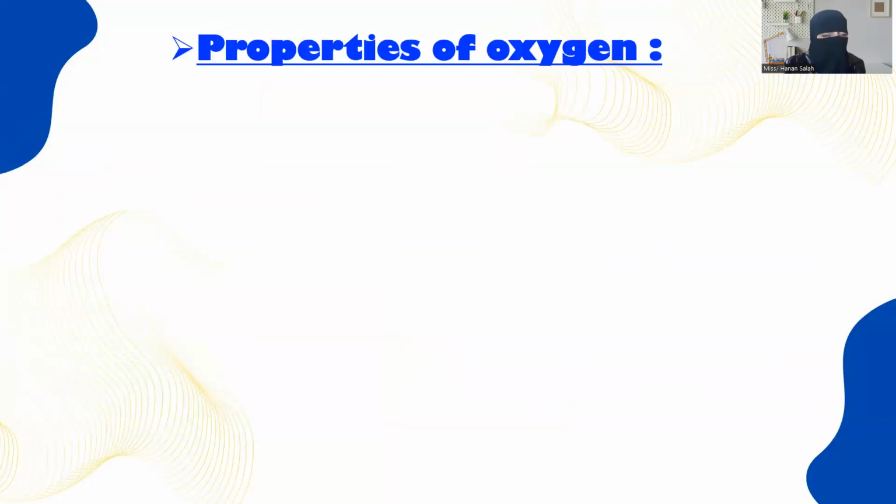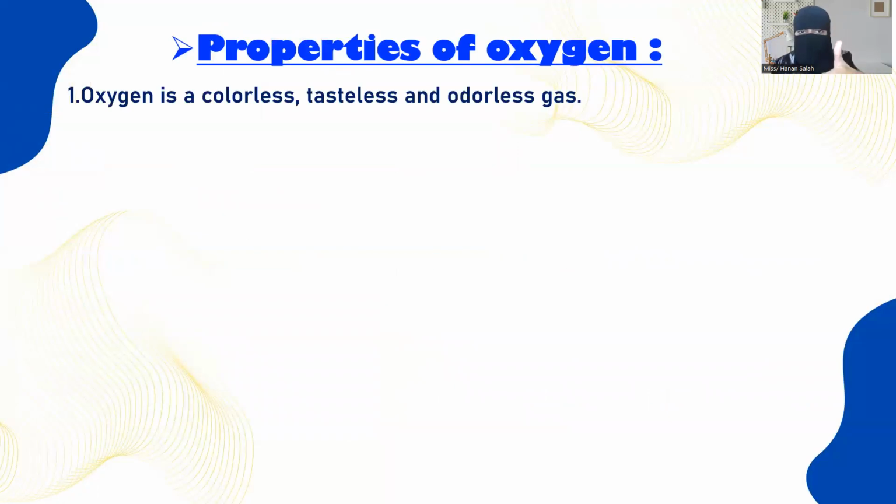What about the properties of oxygen gas? Oxygen is colorless, tasteless, odorless. There is no color or taste or odor for oxygen gas. Number 2, it scarcely dissolves in water. What is the meaning of that?